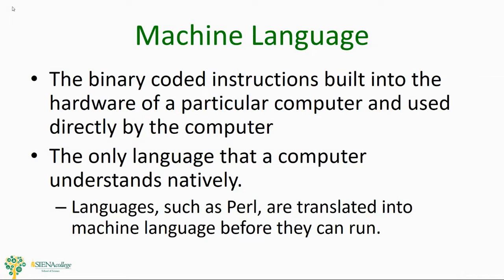Machine language is the binary coded instructions that are built directly into the CPU of a particular computer and used directly by the computer. Machine language is the only language that the computer understands natively. Higher level languages, such as Perl, Python, Java, are all translated into machine language before they can run.